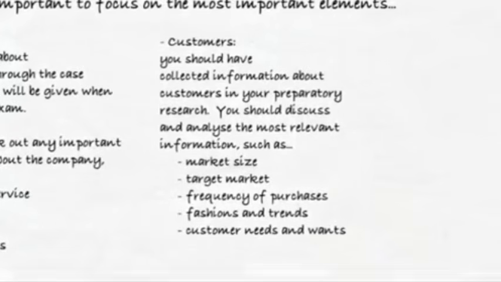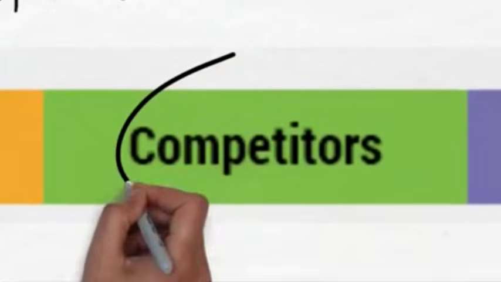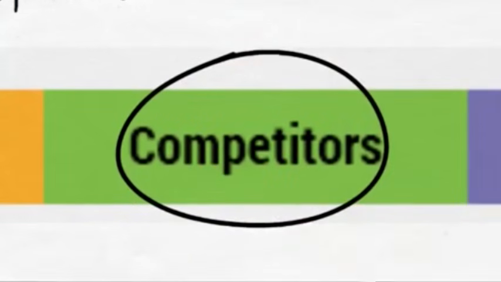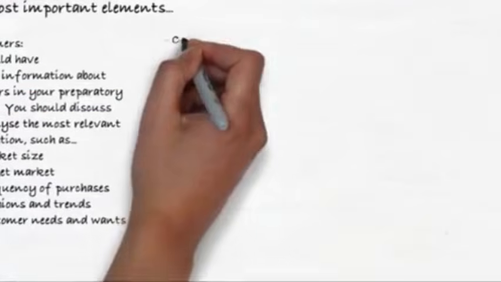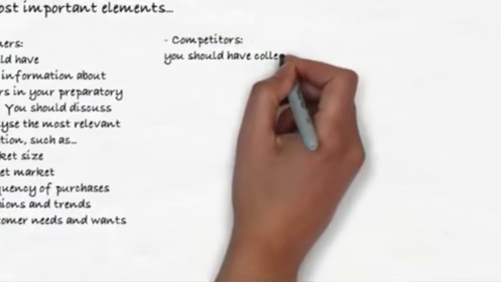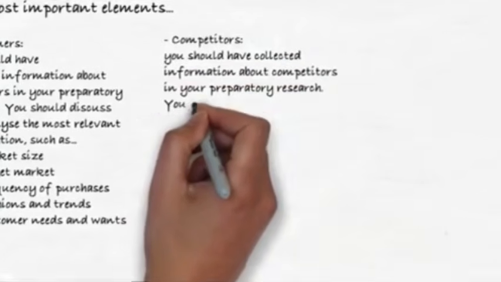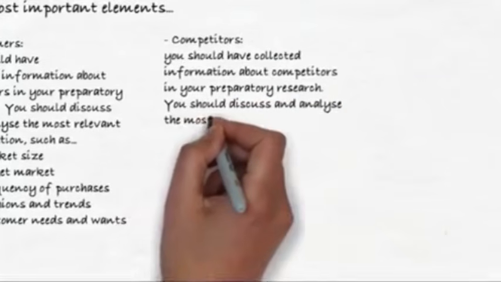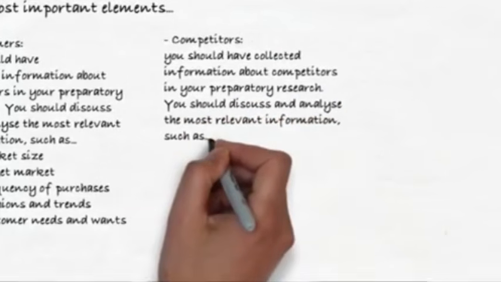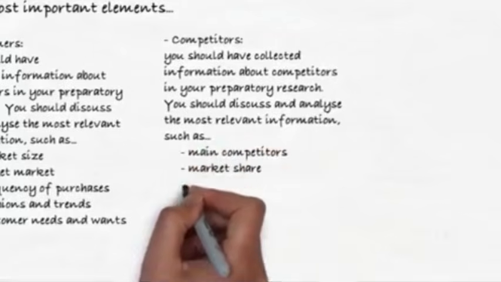Finally, to compete in the market, it is essential to know what competitors are doing. This should also be part of your research and should outline who the main competitors are, what their market share is, and details about their marketing mix, including products, pricing, distribution channels, and promotional methods.